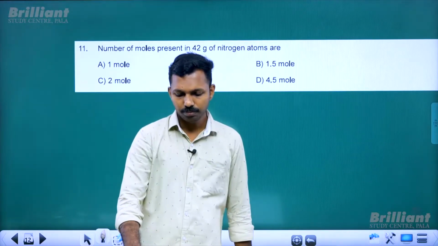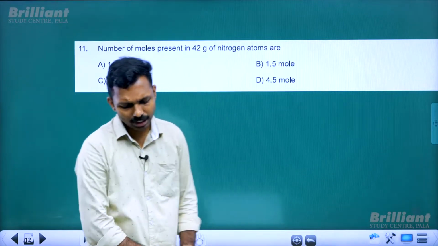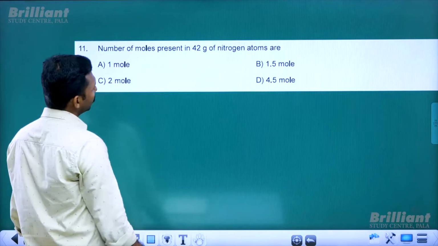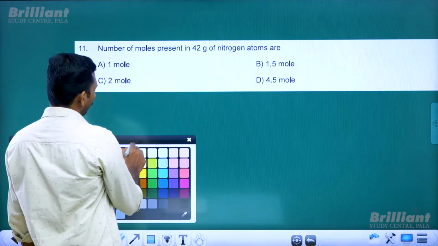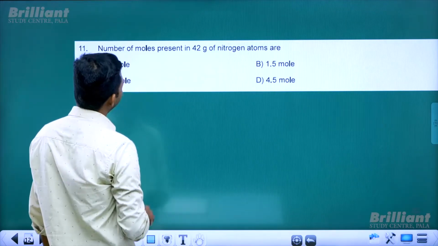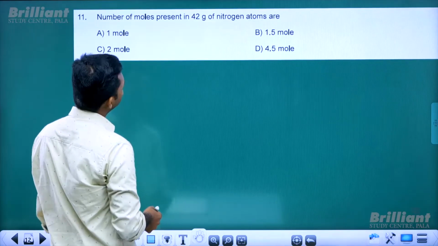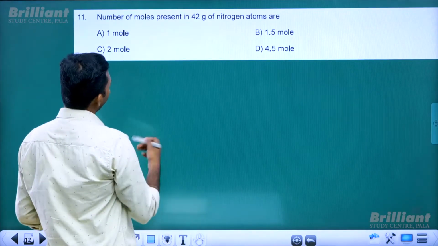Now, going to the 11th question. Number of moles present in 42 gram of nitrogen atoms are. So, they are considering nitrogen atoms. What is the number of moles present in 42 grams of nitrogen atom? So, we can use a relation.